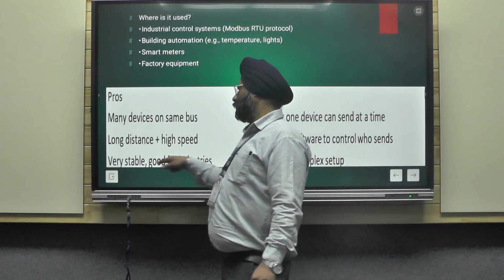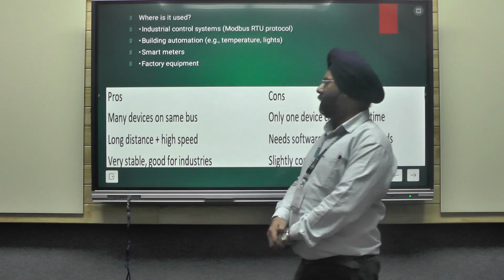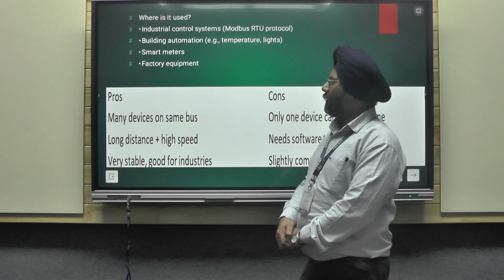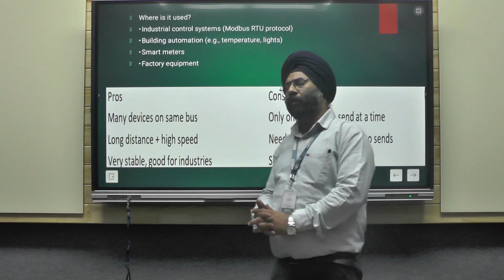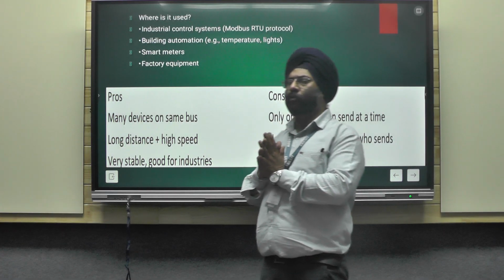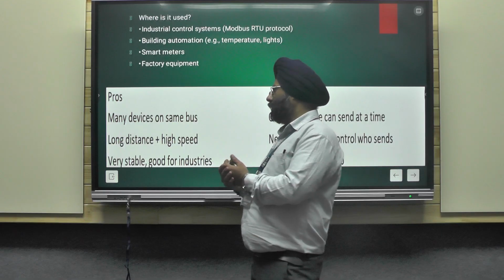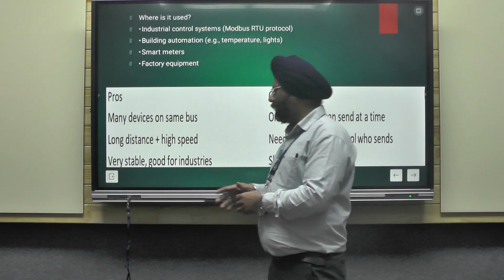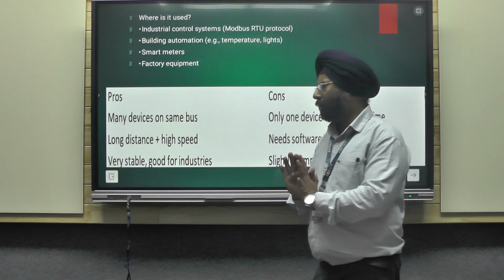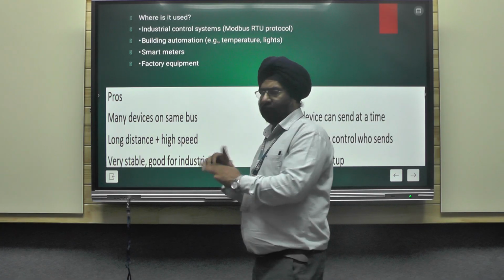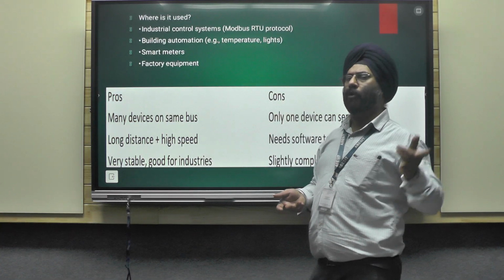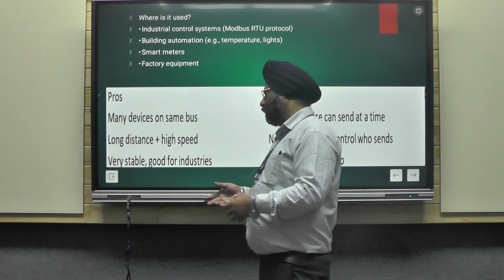So this is the positive aspect. Many devices on the same bus. Many devices means there are 32 devices, and all those 32 devices can connect on the same bus. Long distance plus high speed, comparatively it is equal, but 1200 meter is more than 15 meter as compared to the first one.